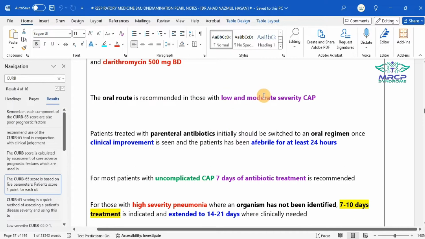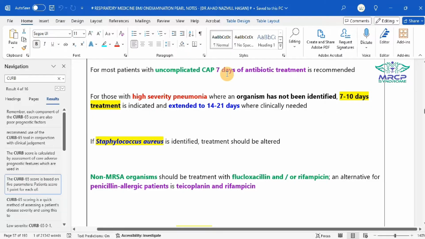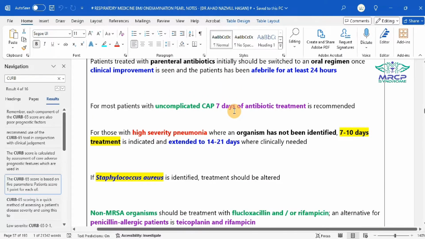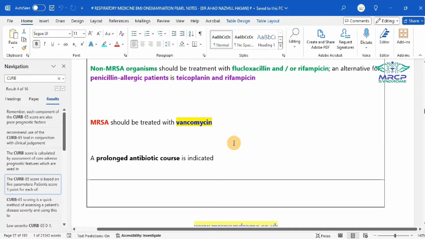For low and moderate severity, meaning 0 to 2, you can go for the oral route. But whenever the score is 3 or more, you should always go for parenteral antibiotics. In uncomplicated cases, you will be going for 7 days of antibiotic treatment. But in case of high severity cases, whenever the organism is not identified, the patient should be treated for at least 7 to 10 days. In some cases, it can be extended up to 3 weeks.